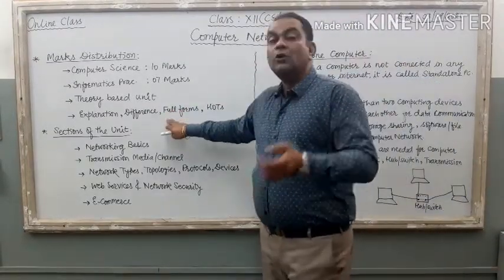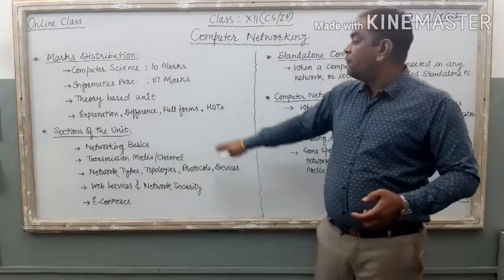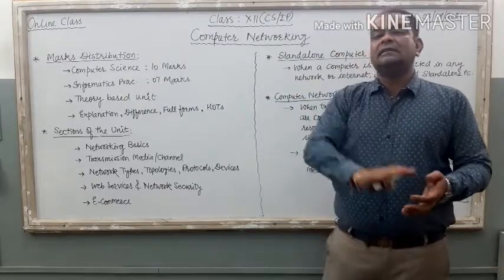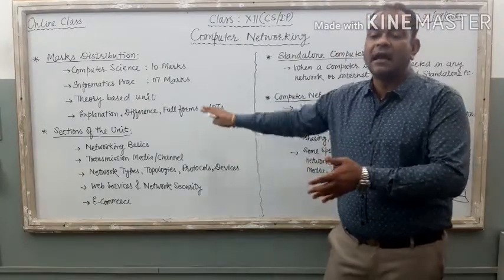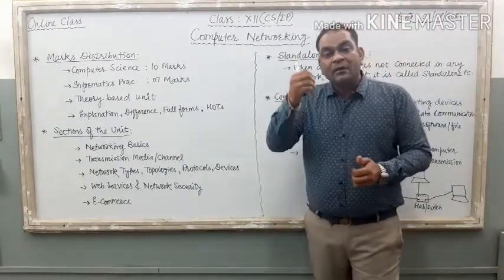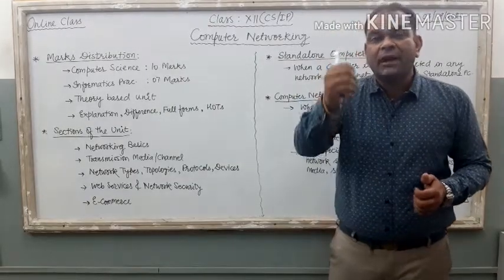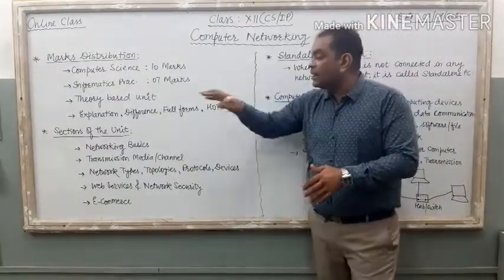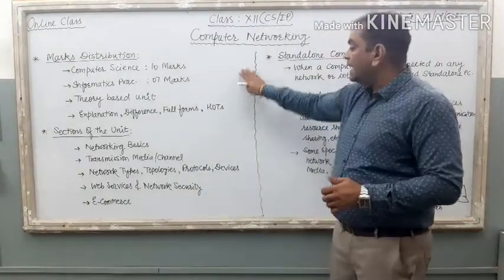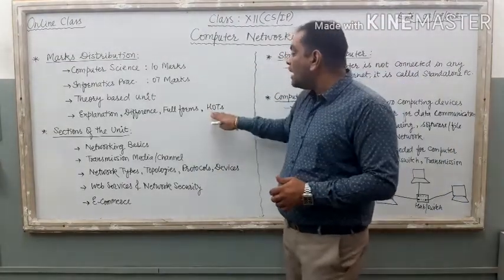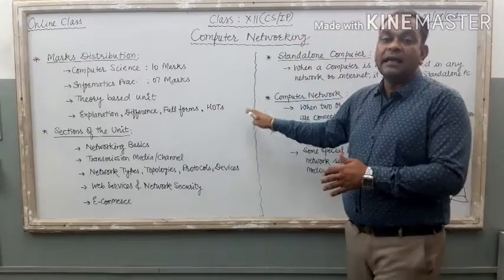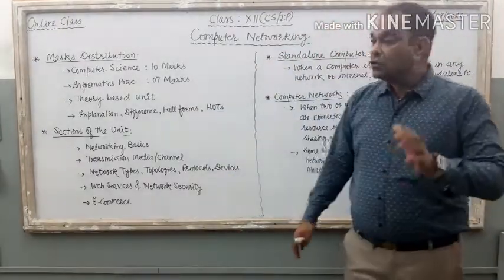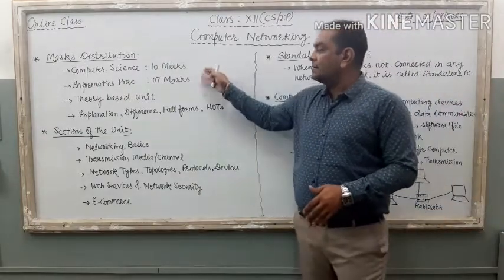Then there are 1 or 2 mark full forms. These are also there in the CBSE question paper for the entire unit. Near about 55 to 65 full forms are there in this computer networking unit. Then the last question, a 4 mark high order thinking question, also comes from this particular unit. So here it is 10 and 7.